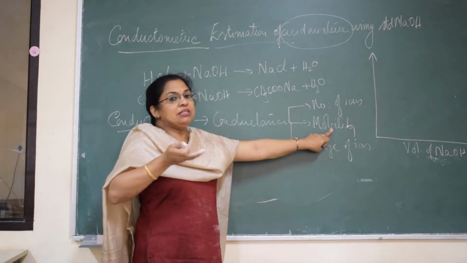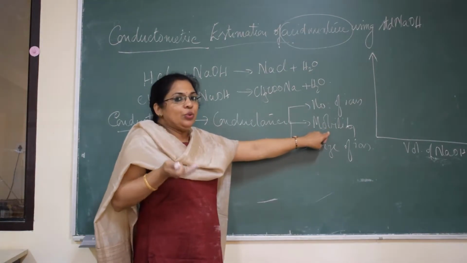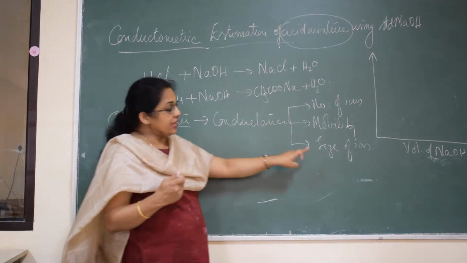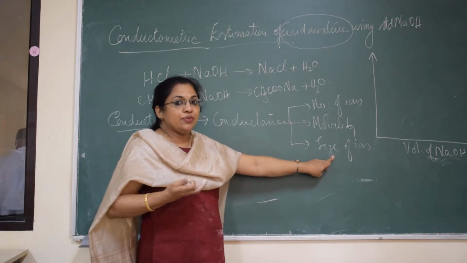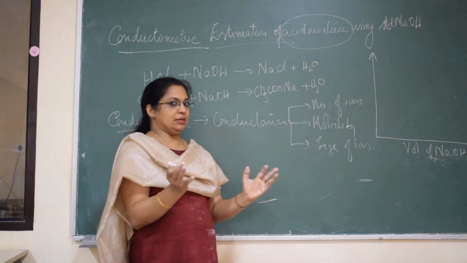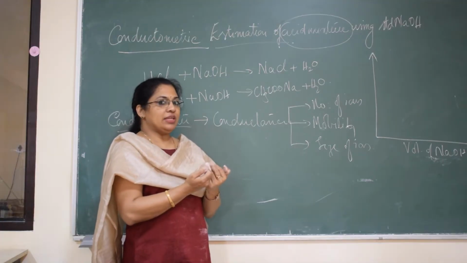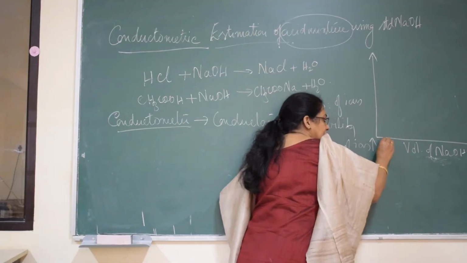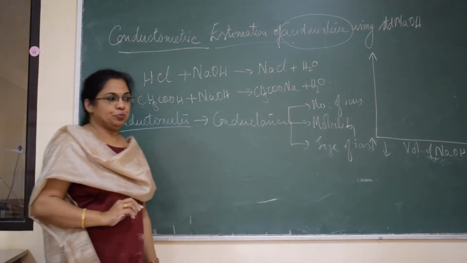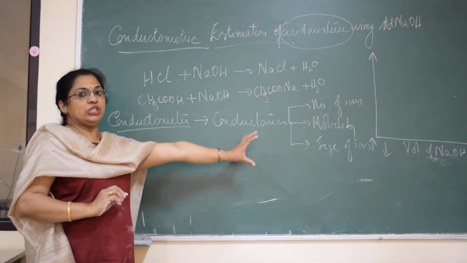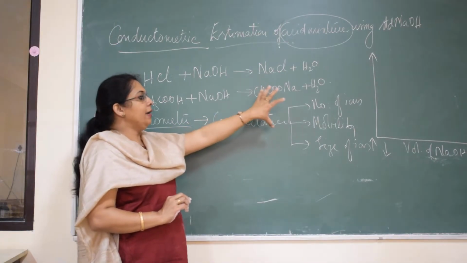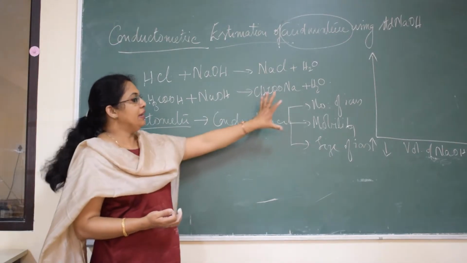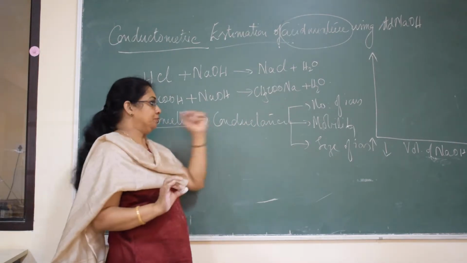Then comes the mobility of ions. When I say mobility, that means the movement of ions. As the mobility increases, conductance also increases. Clear? But what about when the size of the ion increases? As the size becomes bulkier, the movement becomes very small, very less, and conductance decreases. So as the size of the ion increases, conductance decreases. These are the three factors on which the conductance of a solution depends, and just remember these three factors. We are going to explain our change in conductance based on these three factors.